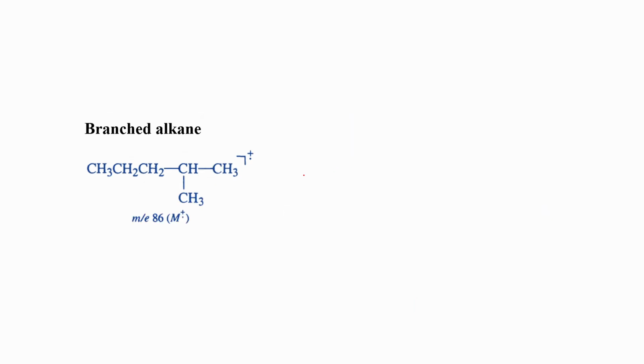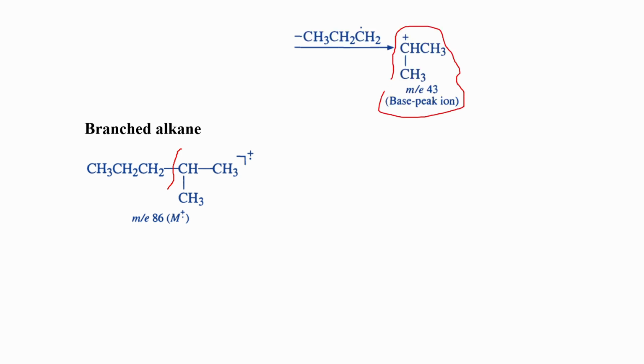Okay, in the case of branched alkanes, fragmentation usually takes place at the branching point. For example, in this case, it is 2-methyl pentane. Its molecular ion is at m/e 86. When it is fragmented, the fragmentation takes place mainly at the branching point. For example, first it will be fragmented at this point to form an isopropyl carbocation, which is obtained as a base peak, as in the previous case.